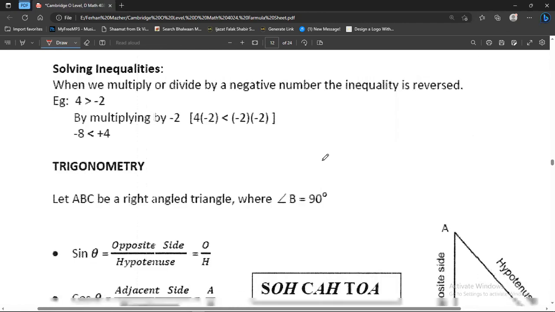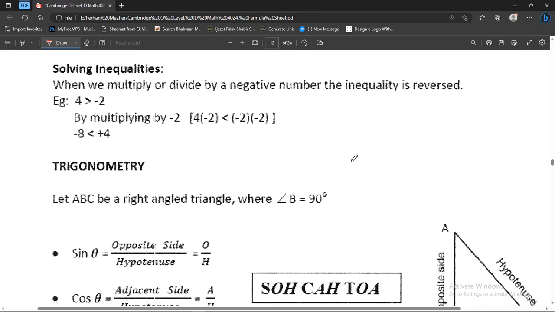Then we have solving inequality. When we multiply or divide by a negative number, the inequality is reversed. For example, 4 is greater than minus 2. If you multiply by minus 2, so you are multiplying both sides with a negative number, the sign of the inequality, that crocodile mouth, will reverse. So when you multiply both sides with minus 2, it will become minus 8 less than 4. You see, when you multiply with a negative number, the crocodile sign, the inequality sign, has reversed.